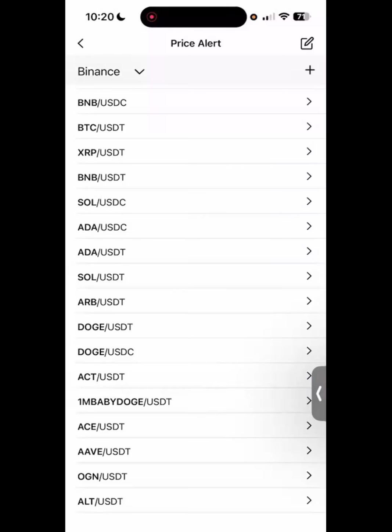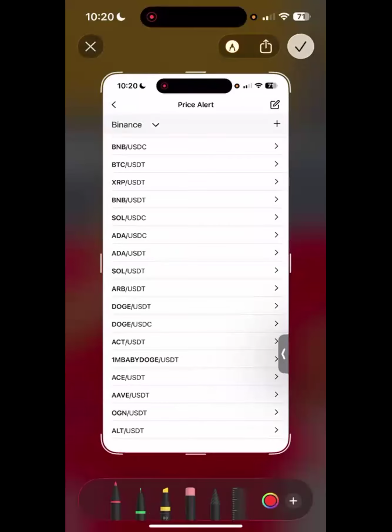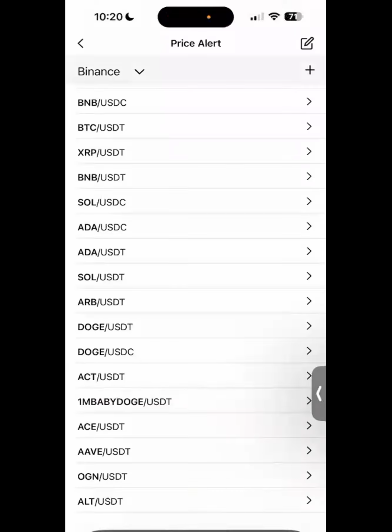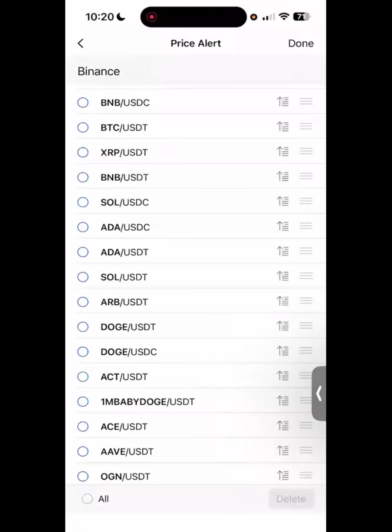If you want to remove the price alert, you simply tap on this button here, the edit button. You tap on it. Then you select the ones you don't want to get notifications on.